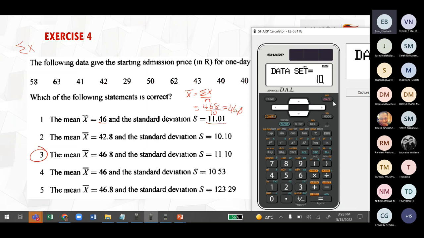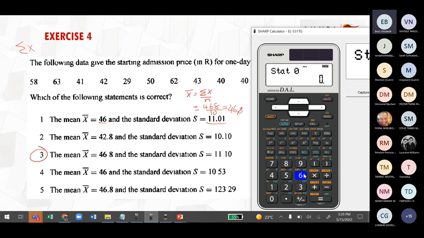So with this, I am done capturing the data. It's stored on my calculator. I can press the on and off. Now I'm ready to calculate the mean. On your Sharp calculator, it's easy because the mean is on button number 4. It's written in blue or in green. It's X bar. On button number 5 is SX. It's your sample standard deviation.